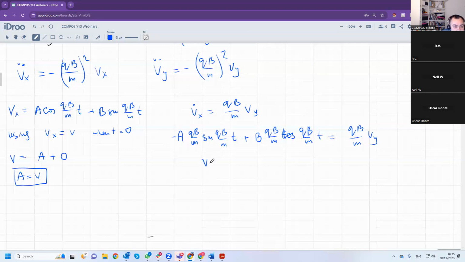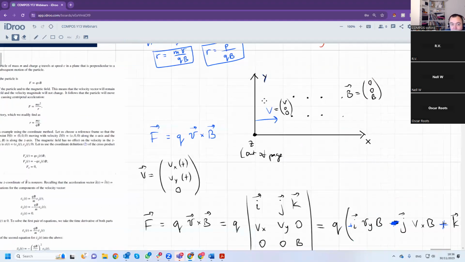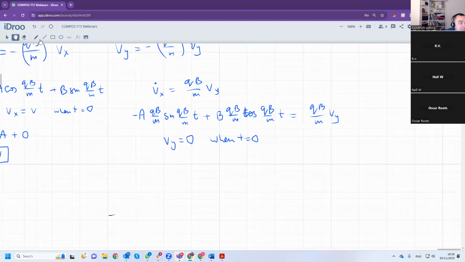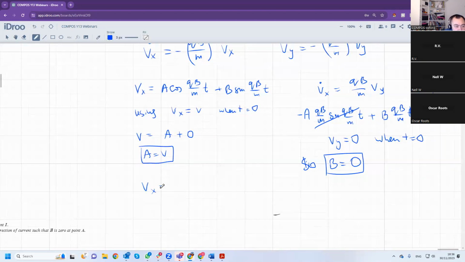We know that VY is equal to 0 when t is 0 because of this. We've established that. And that means that when t is 0, we substitute, so this becomes 0, and this is 0, and this is 1, so B must be equal to 0. So the solution, Vx is equal to V cos(QB over M t).